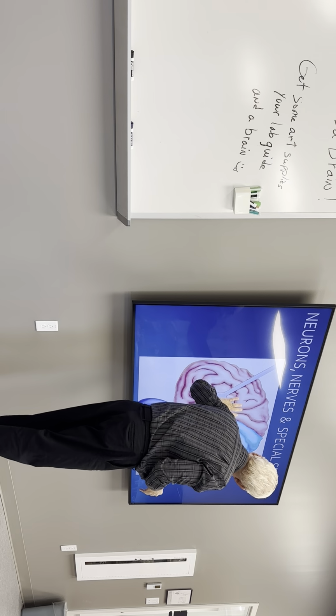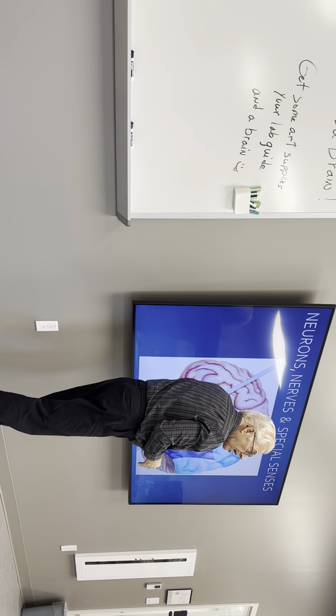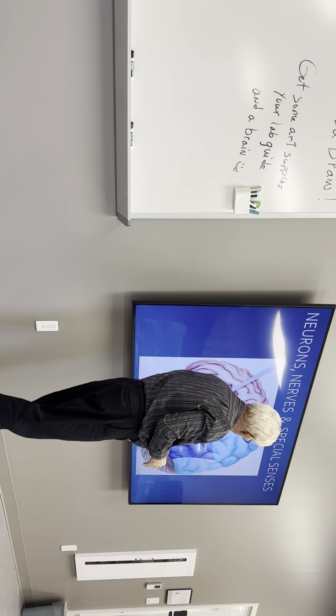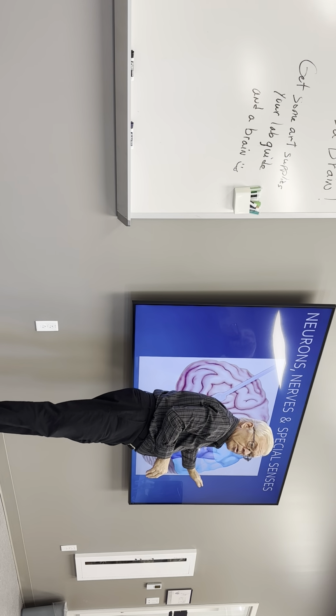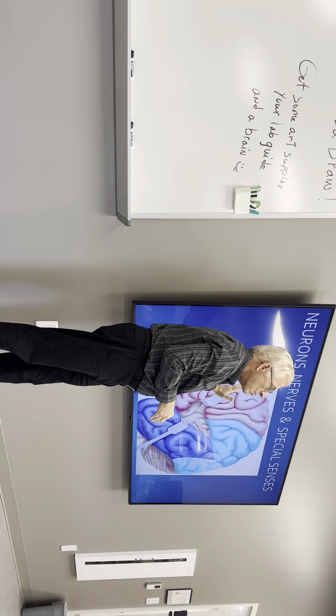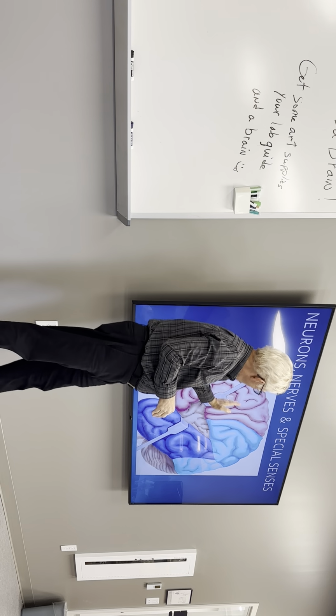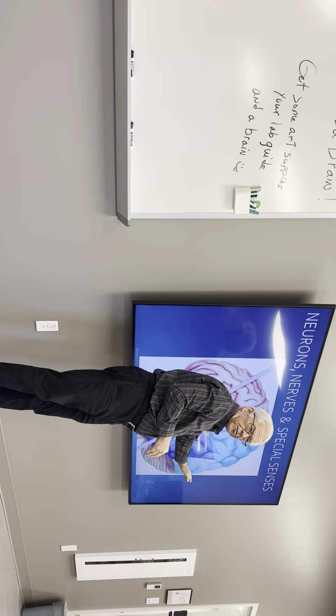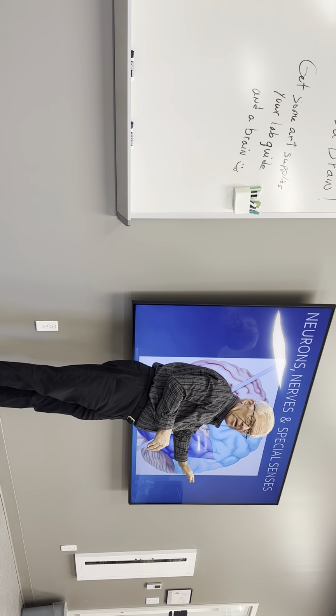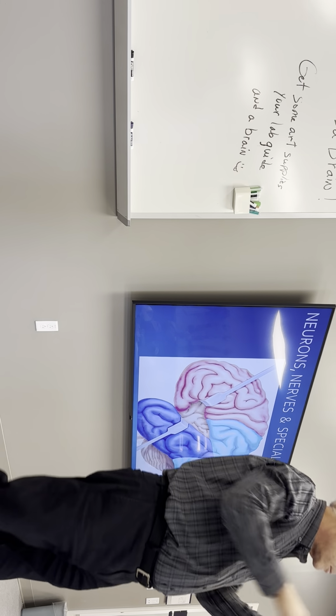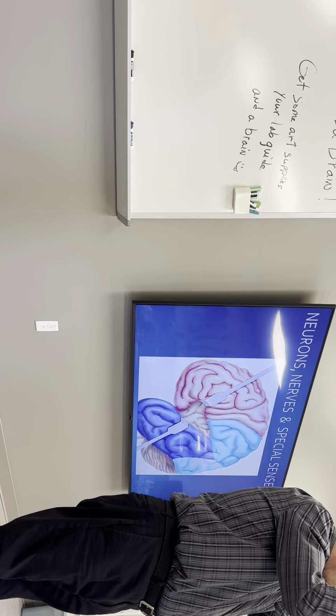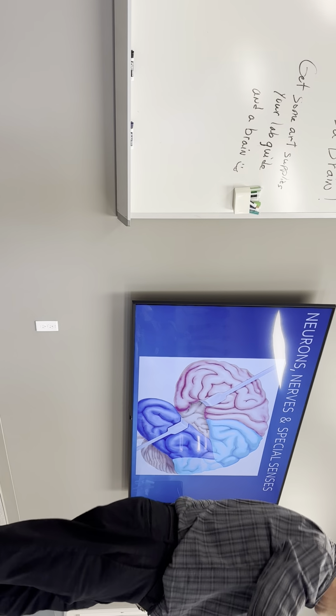So notice, why is all of this red and all of this blue? Because all of this is motor and all of this is sensory. Are you with me? That's how your brain has divided itself. Motor in the front, sensory in the back.